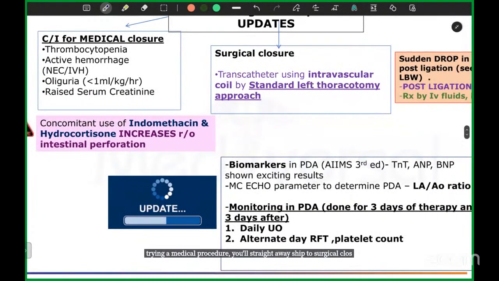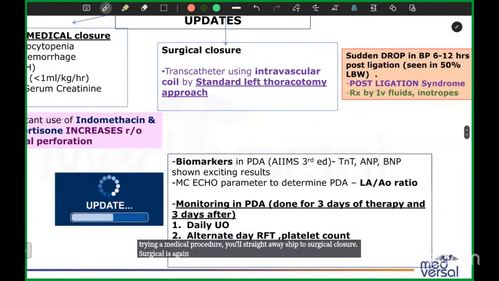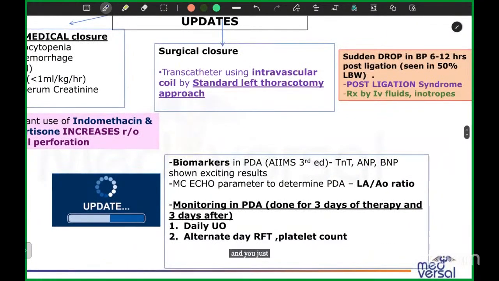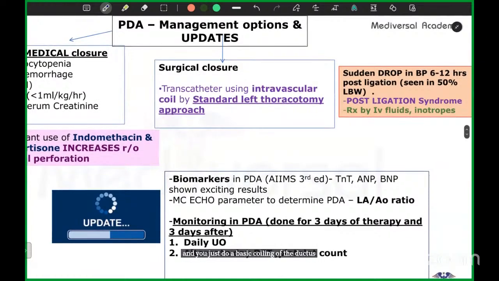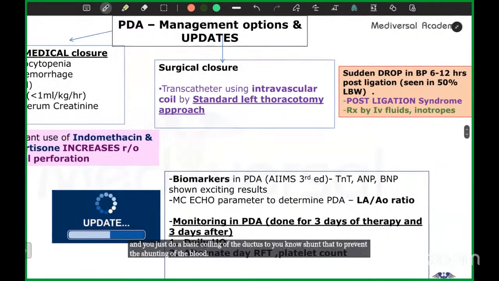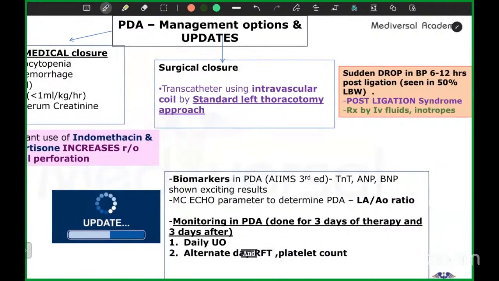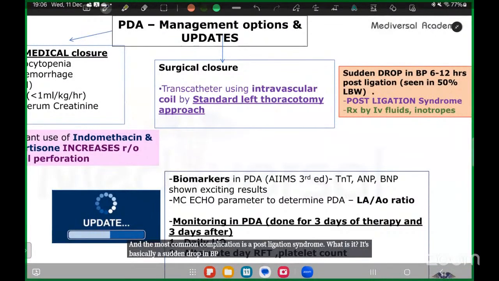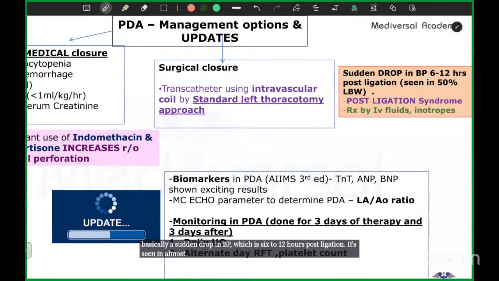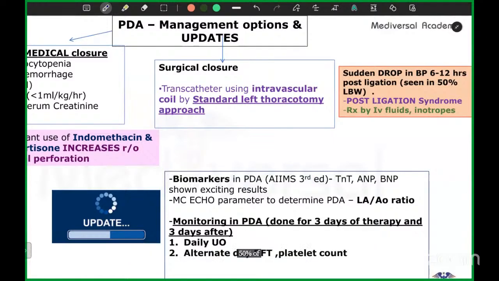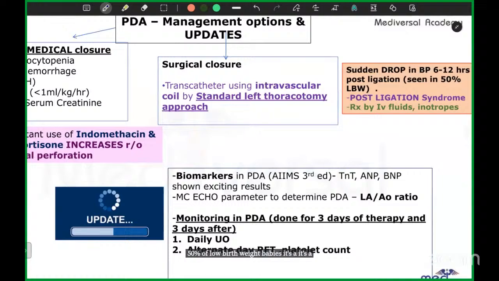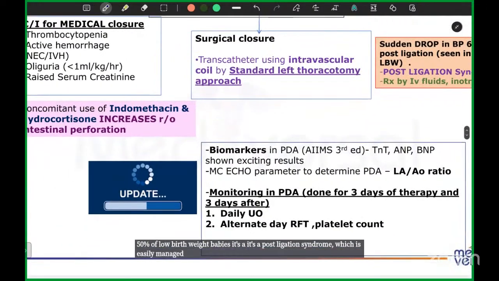Surgical is again via the transcatheter approach, and you just do a basic coiling of that ductus to prevent the shunting of the blood. And the most common complication is a post-ligation syndrome. What is it? It's basically a sudden drop in BP, which is 6 to 12 hours post-ligation. It's seen in almost 50% of low birth weight babies. It's easily managed by conservative therapies.